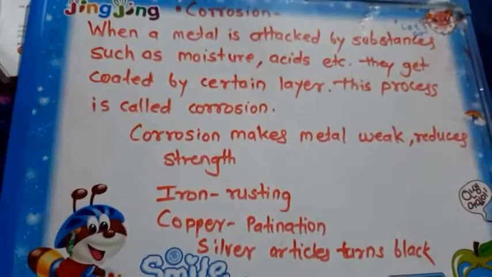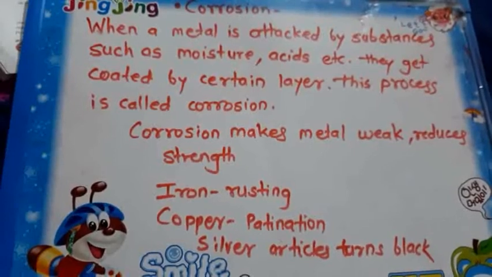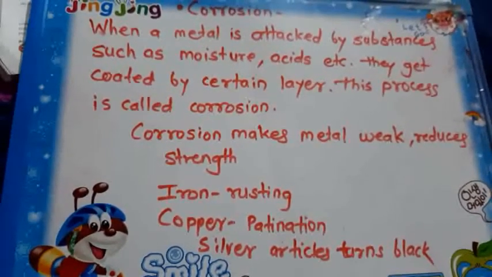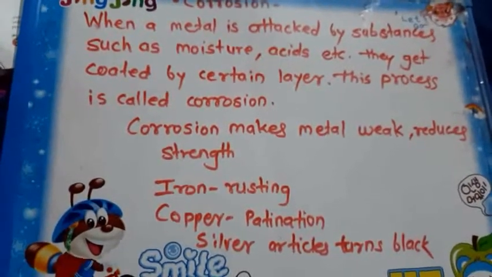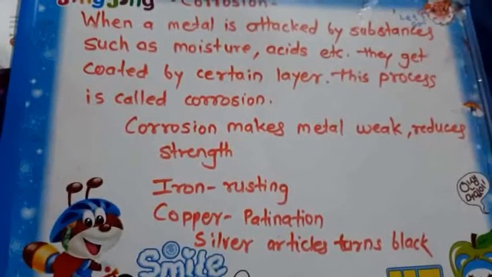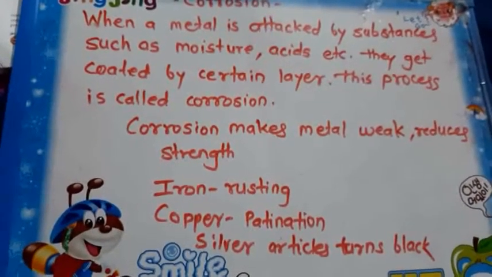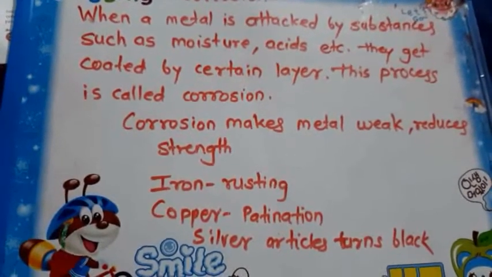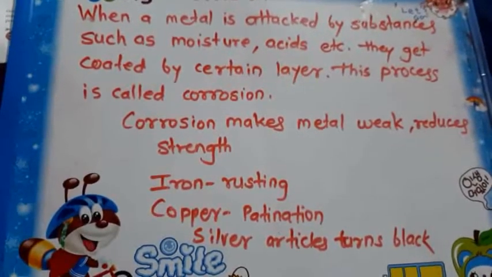Our next concept is corrosion. When a metal is attacked by substances such as moisture, acids, etc., they get coated by a certain layer. This process is called corrosion. This process is not good for metals. Corrosion makes metal weak and reduces their strength.